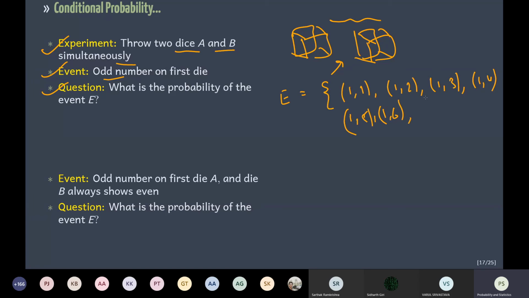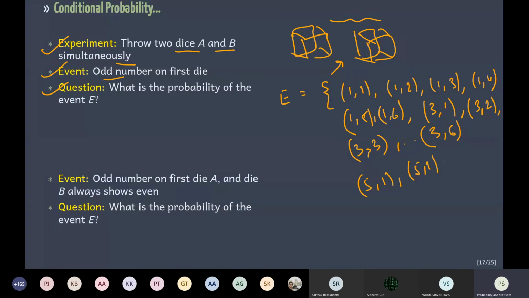Similarly, for an odd number on the first die, it's like 3 1, because you don't care about the second one, so you have to list all of them: 3 1, 3 2, 3 3, up to 3 6, and then the last one is 5 1, 5 2, up to 5 6. So what is the cardinality of the event? For the first odd number, you had 6. For the second odd number, 3, we had 6. And for the third, starting with 5, you had 6. So you had 18 here.